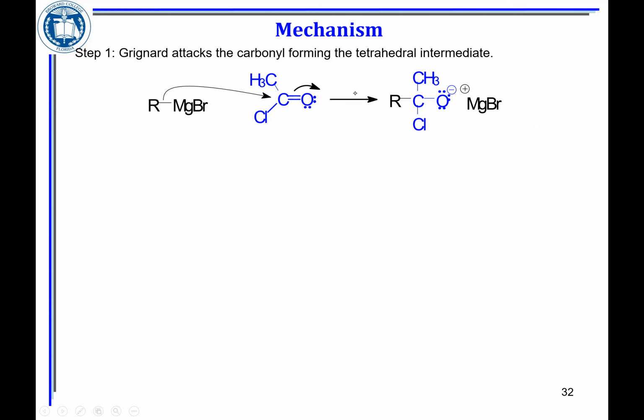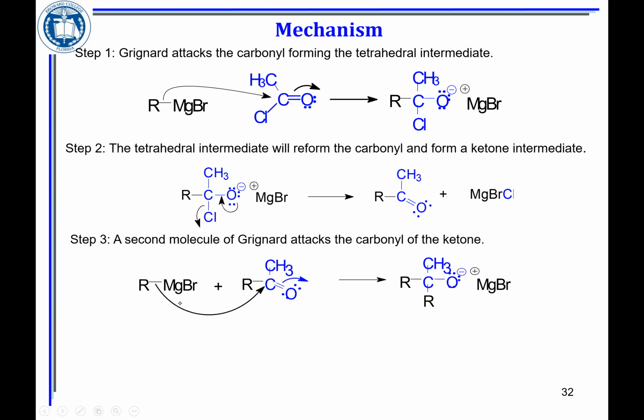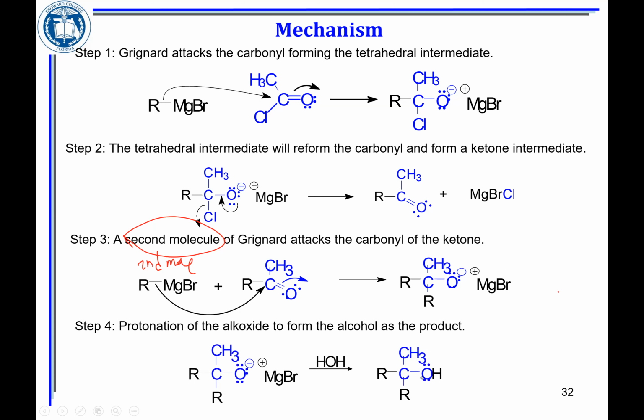So if you're using Grignard, what are the next steps here? In the first step, Grignard would attack the acid chloride, the leaving group would leave, and you end up with a ketone. And the next step, second mole of Grignard. So it's probably better to indicate this as the second mole of Grignard. This second mole of Grignard is going to attack the ketone, and it gives you tertiary alcohol. The alkoxide, you have to protonate it or hydrolyze it in order to get the tertiary alcohol.